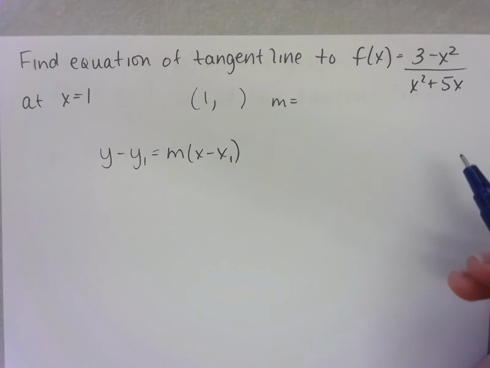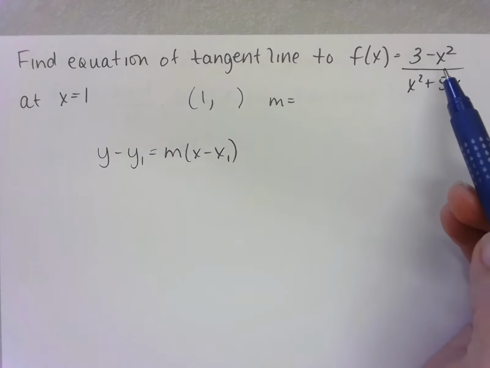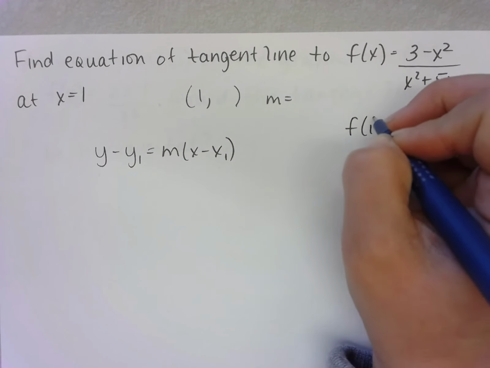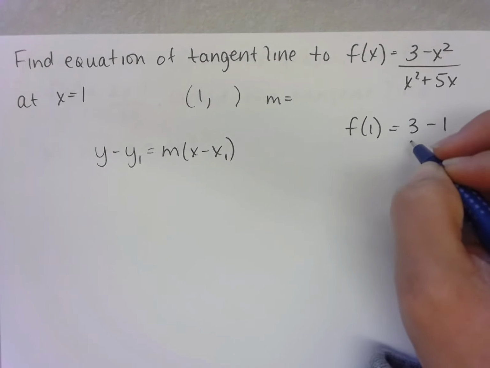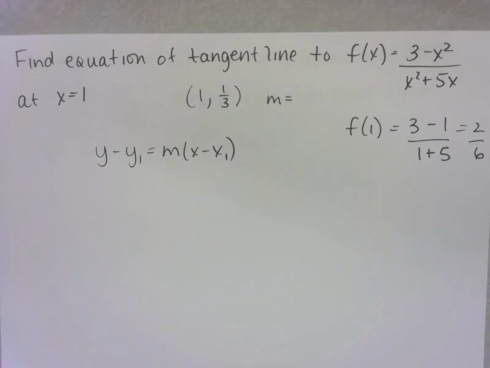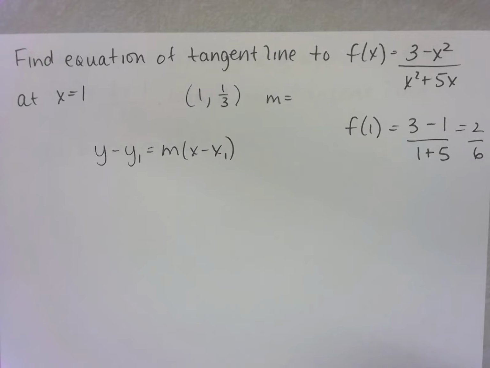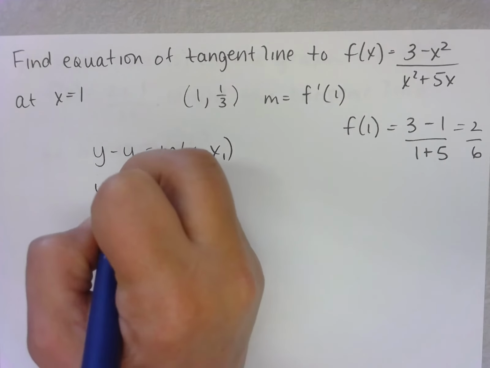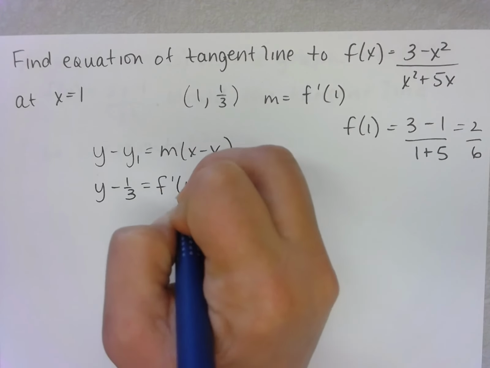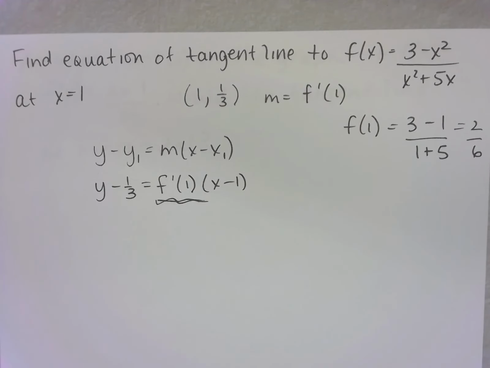Okay, so just a reminder, I find the y-coordinate by plugging 1 into my f. So f of 1 over here is 3 minus 1 squared, which is 1, all over 1 plus 5. So I end up with 2 over 6, or 1/3. That's my point. And my m, remember, my slope of my tangent line is the derivative at that point. So my m is f prime of 1. So just dropping in what I know right now, I have y minus 1/3 equals f prime of 1 times x minus 1. Now I need to replace this f prime of 1 with the actual value.